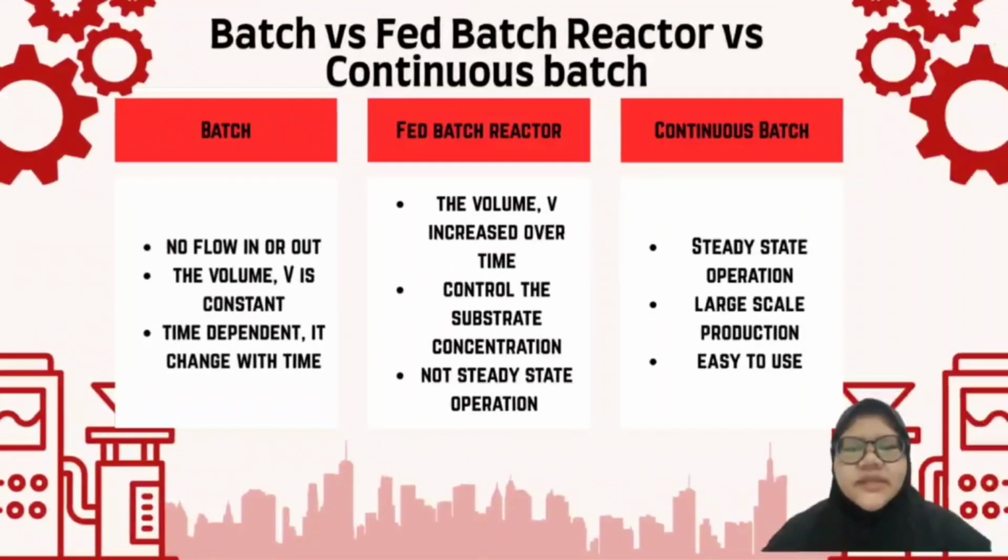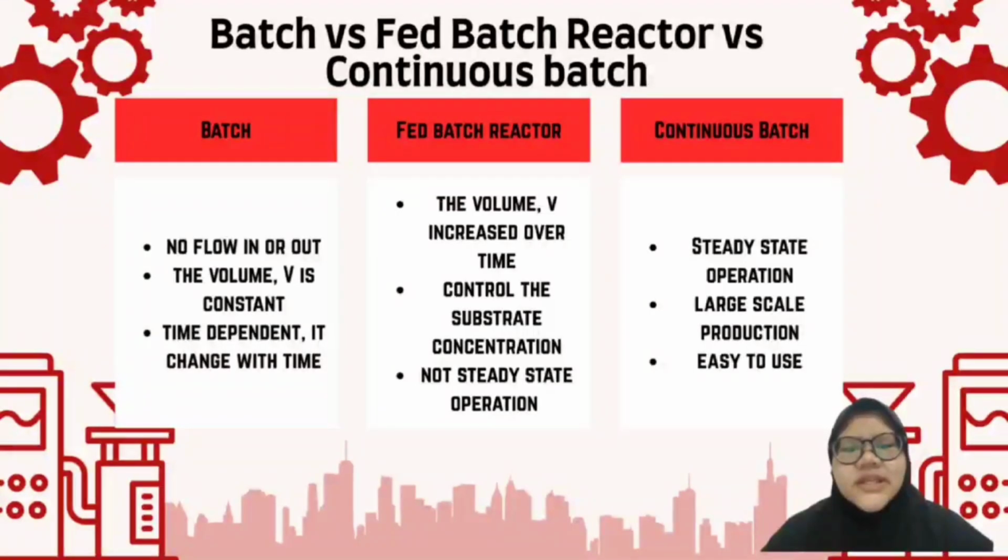Next, I will explain the difference between batch, fed batch, and CSTR reactors. A batch reactor is a closed system. The reactor is loaded at the start and no material enters or leaves during the operation. The process runs until it's complete and then the product is harvested. Batch is more controlled and simpler, but the productivity is limited.